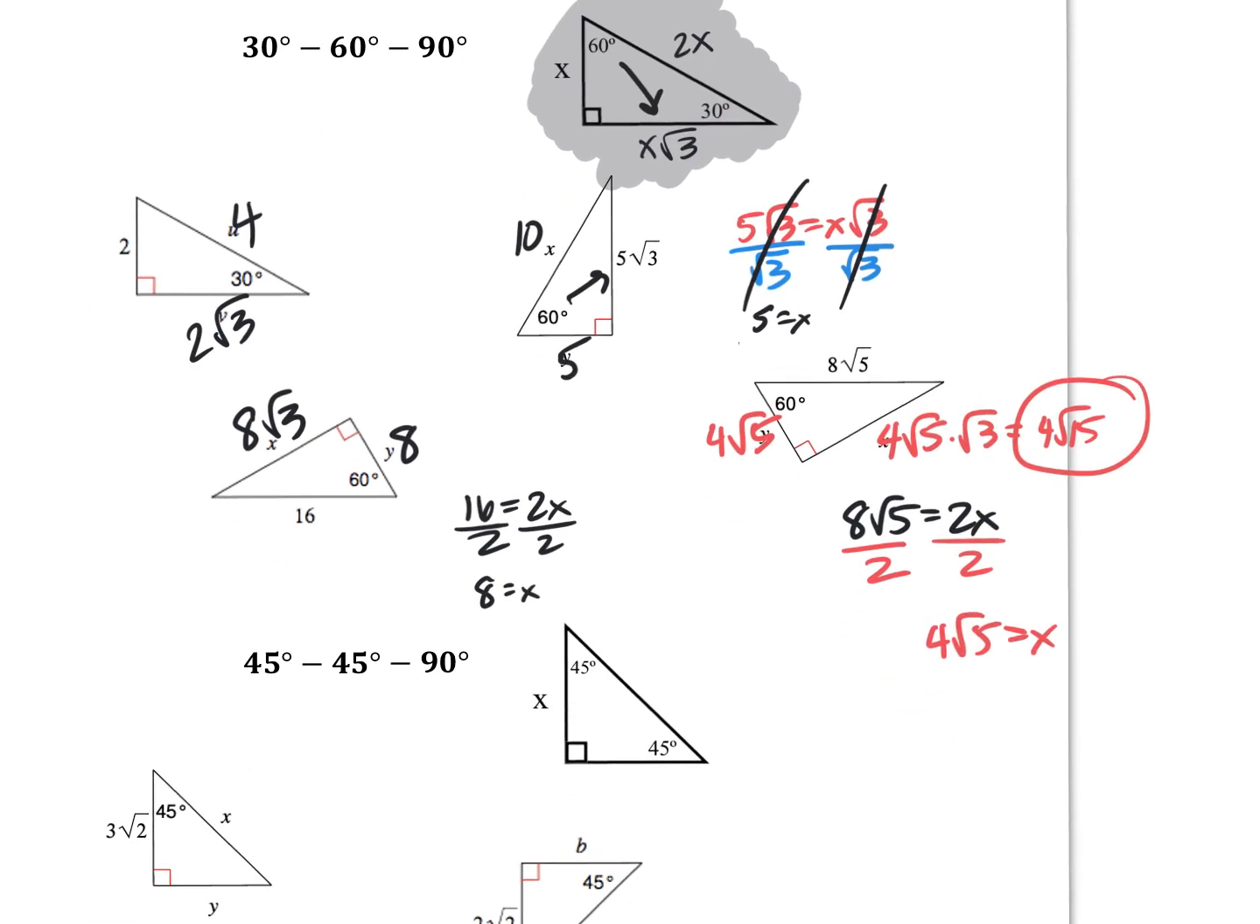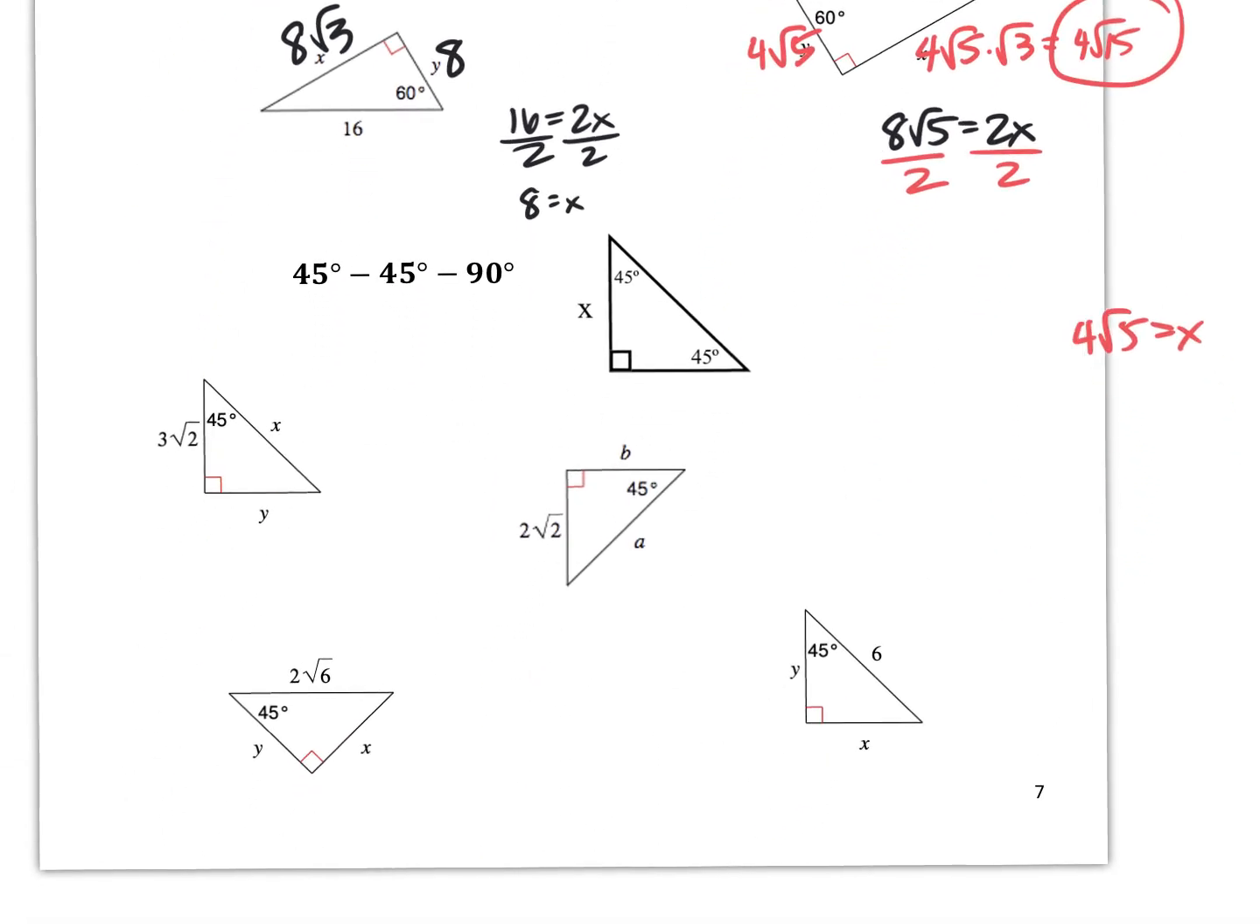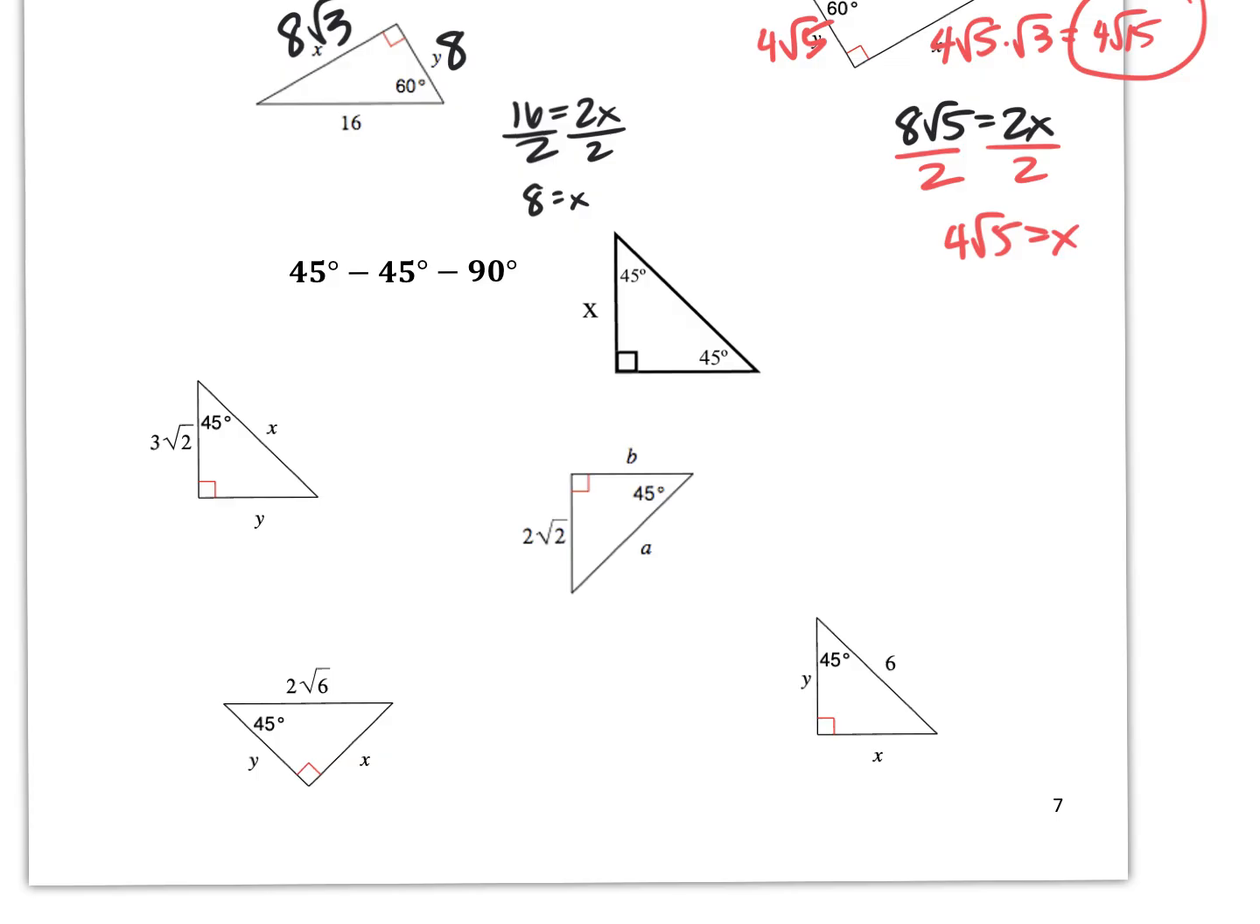The other triangle that we got is a 45, 45, 90. Okay, on a 45, 45, 90, anyone remember what that triangle would be called if it's got 2 of the same angles?